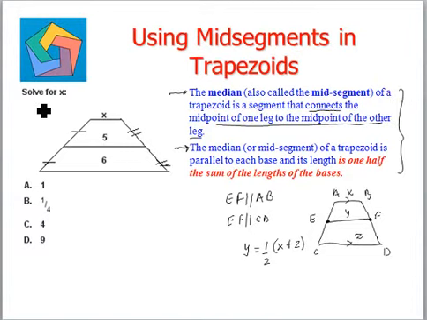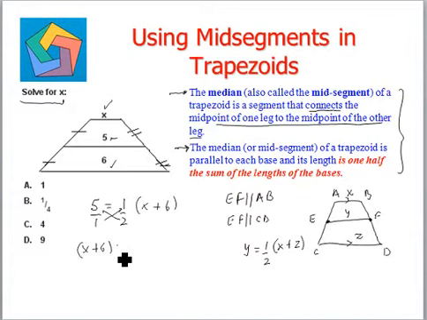The first question says solve for x, and we're given a trapezoid where x and 6 are the lengths of the two bases while 5 is the length of the mid-segment. Now we know the formula that the length of the mid-segment is equal to one half of the sum of the lengths of the bases, which is x plus 6 in this case. To solve this, we cross multiply. We get x plus 6 times 1 equals 2 times 5.